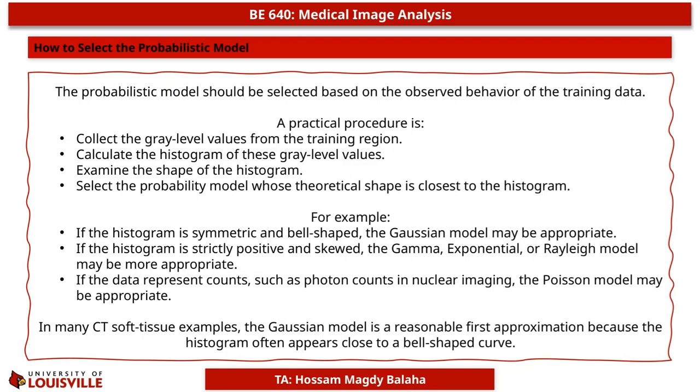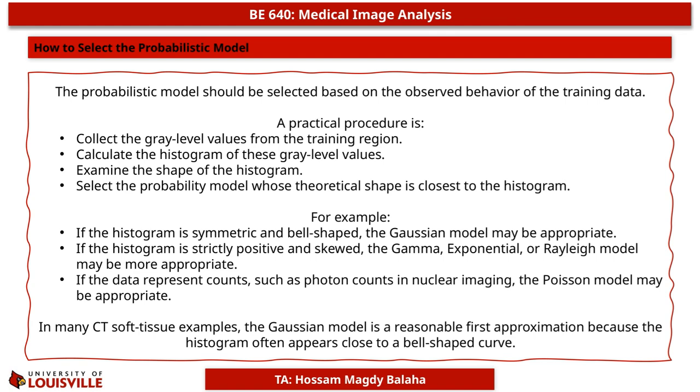The probabilistic model should be chosen from the behavior we actually observe in the training data, rather than selected arbitrarily. The practical process is straightforward. First, collect the gray level values from the training region. Then calculate their histogram and examine its overall shape. That shape provides the main clue for model selection.